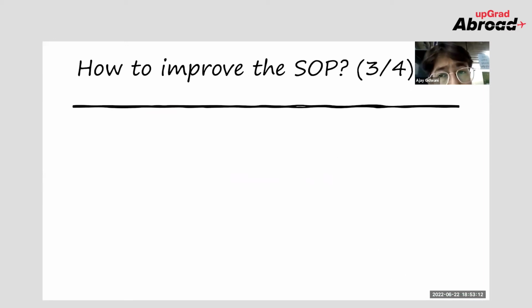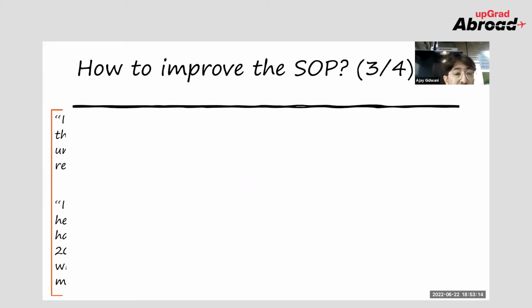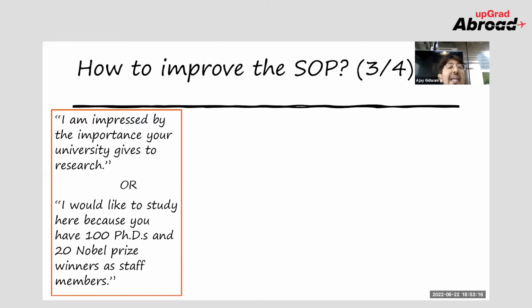Now we go to case number 3, wherein I'm talking about why I would like to select a particular university. So somebody says that I'm impressed by the importance your university gives to research. I'm a research oriented personality and I'll give more emphasis on research. So that is the reason your university gives more importance to research, and that's the reason I'd like to join your university. Or I would like to study here because you have 100 PhDs and 20 Nobel Prize winners as staff members.